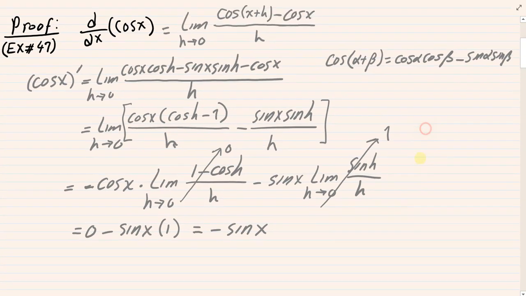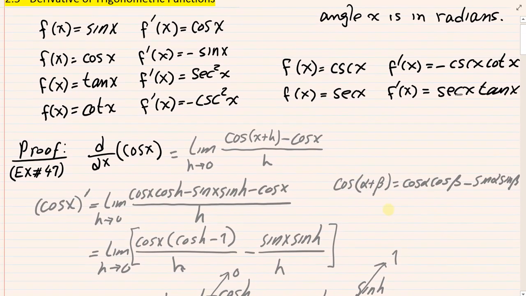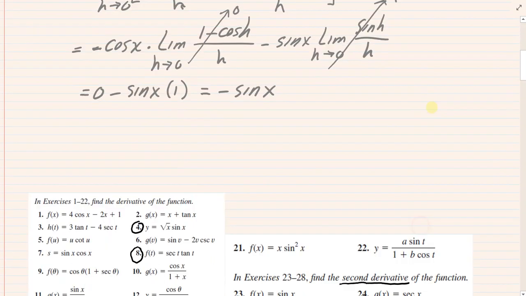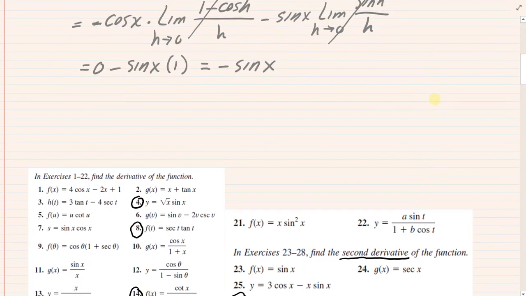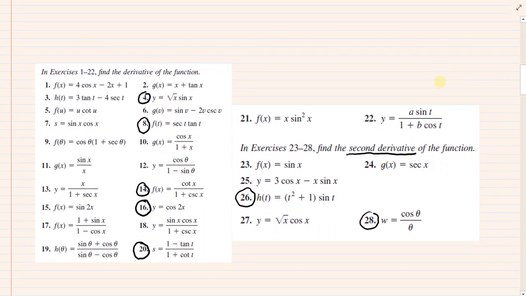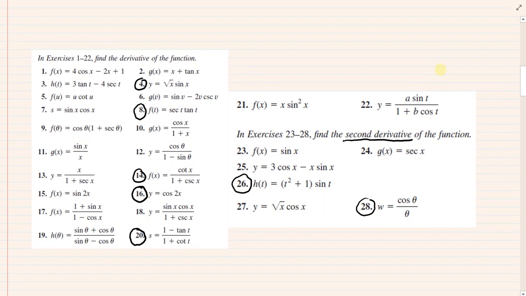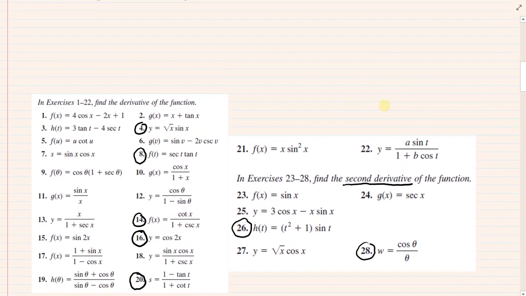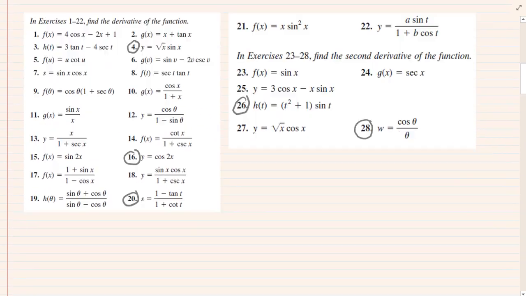So that's about all there is in this section. It's a pretty brief section, just the derivative of trig functions. Now, let's take a look at some exercises here. I just moved the exercises up a little bit here.